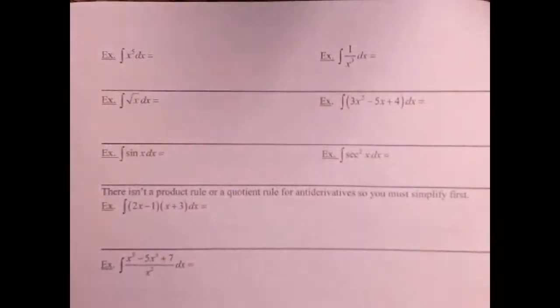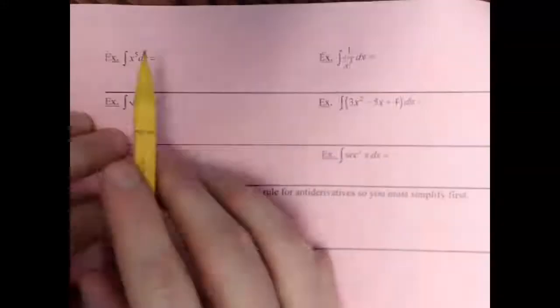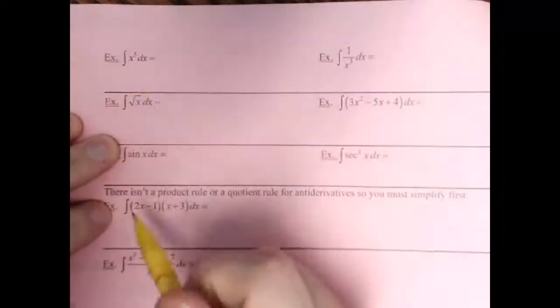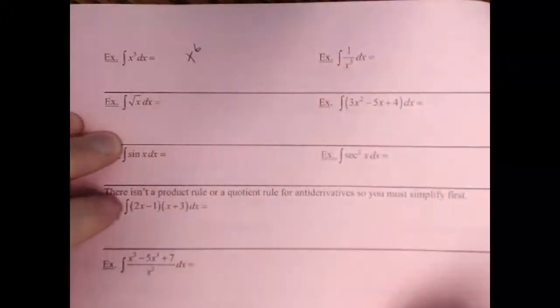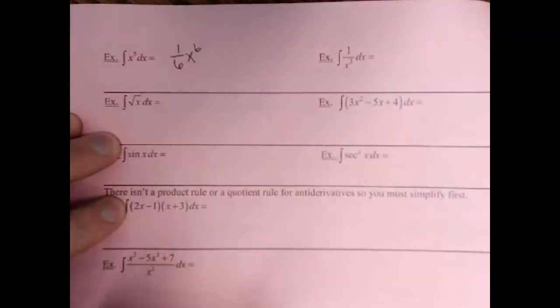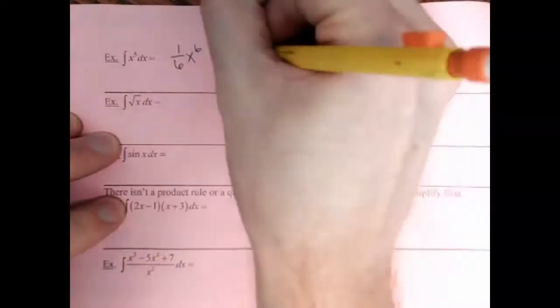I've got integrate x to the fifth. Again, the differential just tells you what variable. So I'm going to add 1 to the exponent. 5 plus 1 is 6. Then I'm going to divide by that new exponent. 1/6 x to the sixth. And do not forget to put your plus c.